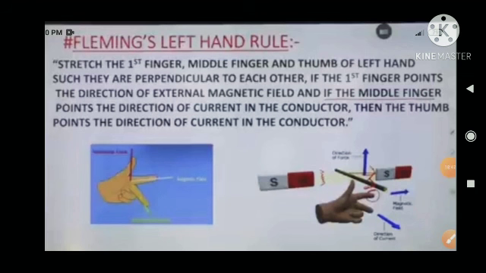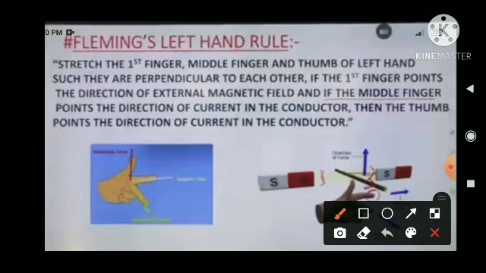So let's say it in theoretical language. Stretch the first finger, middle finger and thumb of the left hand so that they are perpendicular to each other. If the first finger points in the direction of the external magnetic field, the middle finger in the direction of current, then the thumb gives the direction of motion of the conductor, meaning the direction of force. It looks like this. I already told you.